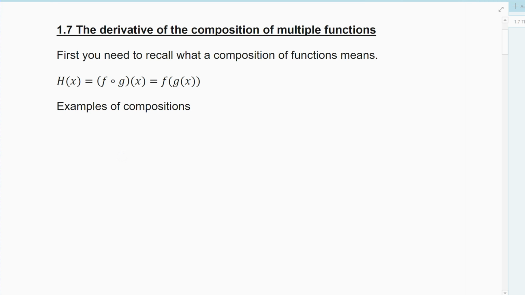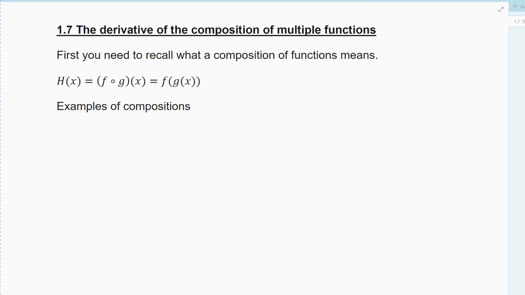The derivative of the composition. This is the hardest rule. It's called the chain rule. The reason I think it's hard for students is that it's harder to understand what a composition is. A composition means I put a function inside of another function.